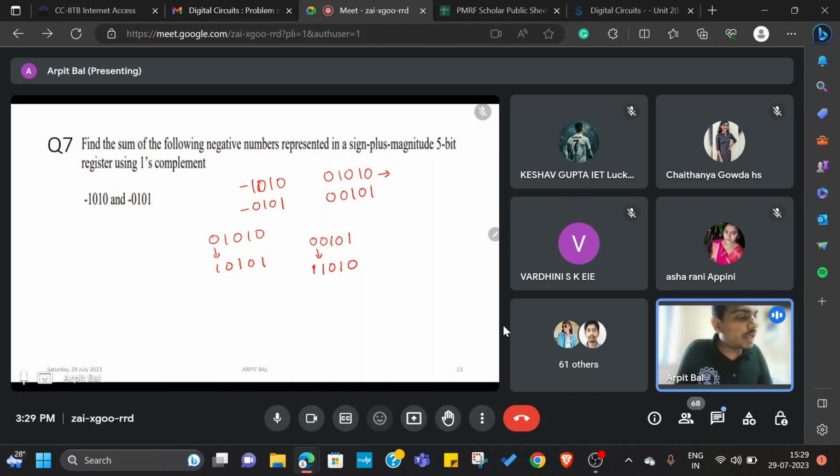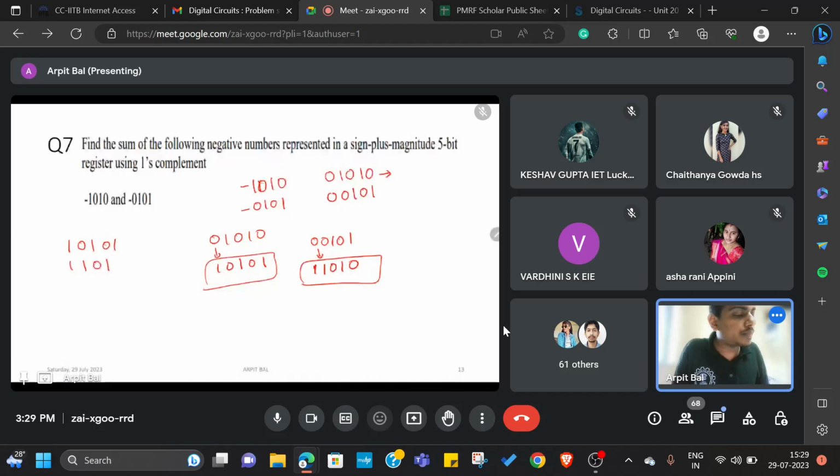Now we need to find the sum of these two numbers: 1 0 1 0 1 and 1 1 0 1 0.